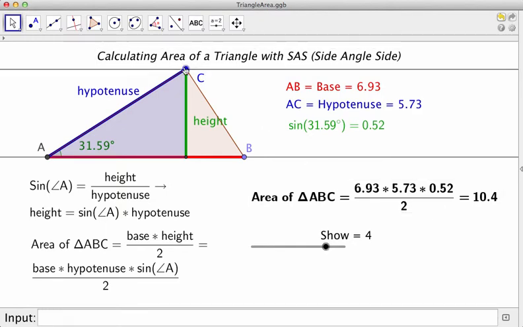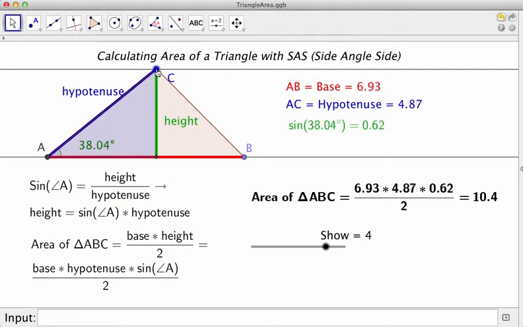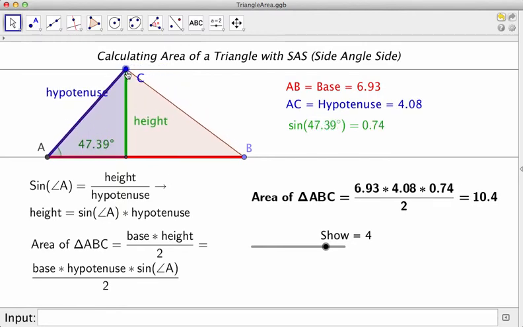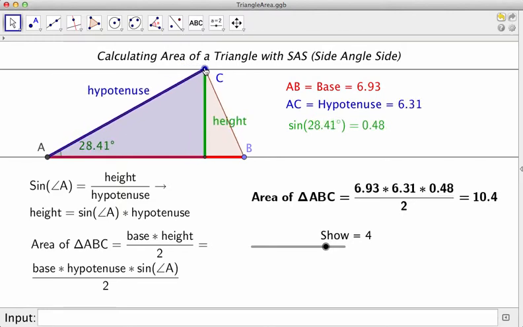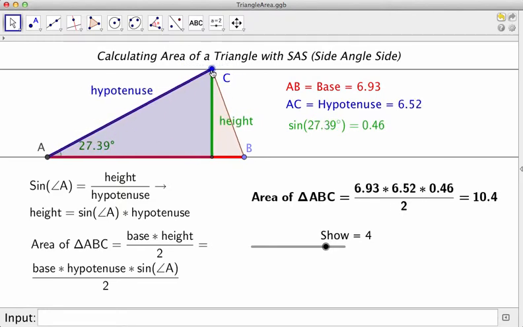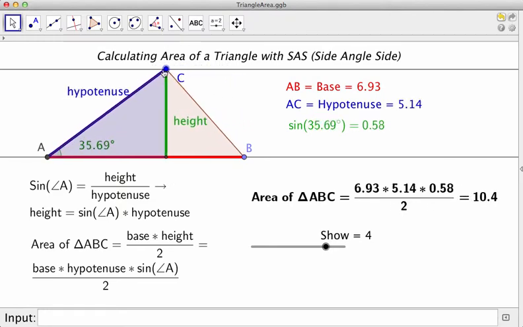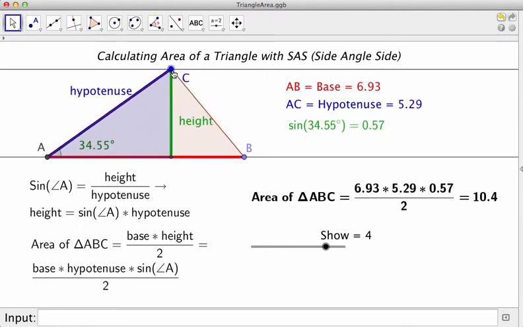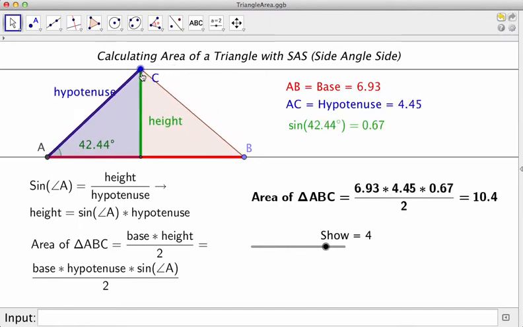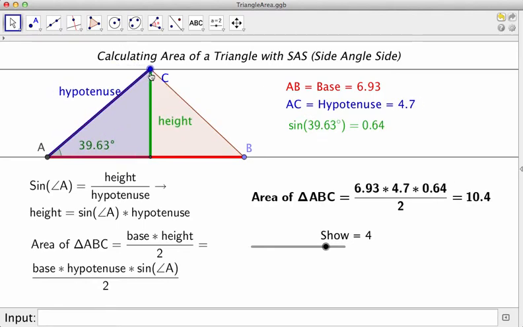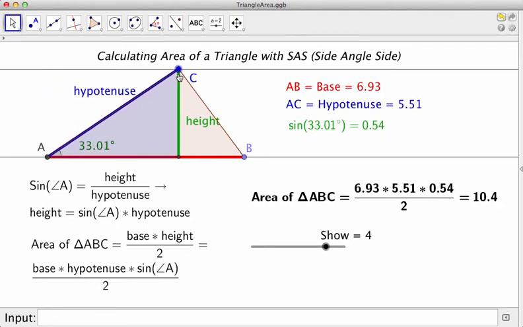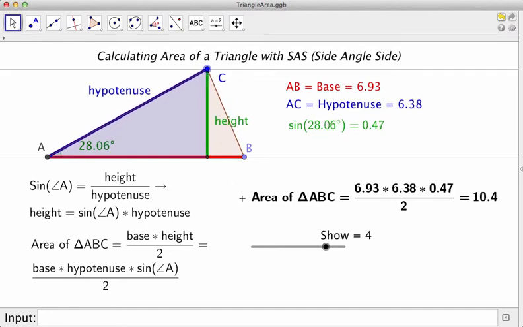Now, as you can see, the interesting thing is that as we change C, not surprisingly, because the height is not changing, the area is not changing. The base is also not changing. So when the height and base stay the same, the area will stay the same, even though both the hypotenuse and the angle measure are changing, but the way they're changing offset each other, so the area of the triangle remains constant.